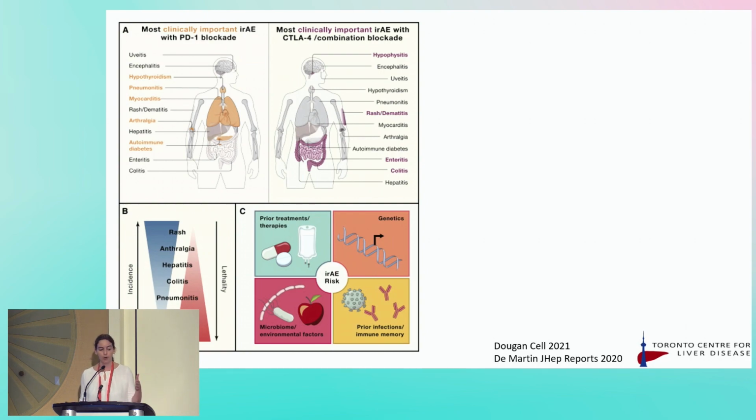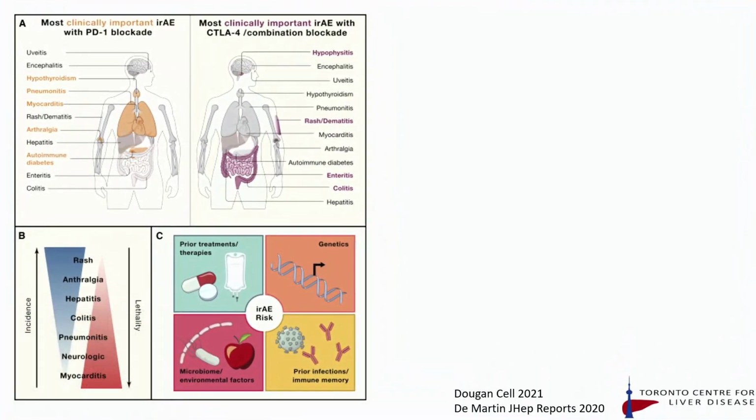These are clinically important because these are the ones that will occur more often or maybe less common, but are potentially much more severe and maybe even fatal in a small number of cases. Panel B down at the bottom there shows you that there's an inverse relationship between frequency and severity. So the toxicities that you see most commonly, skin, joint, gut, fortunately are not so severe, but the toxicities that occur less commonly, nervous system, heart in particular, have the potential to be fatal.